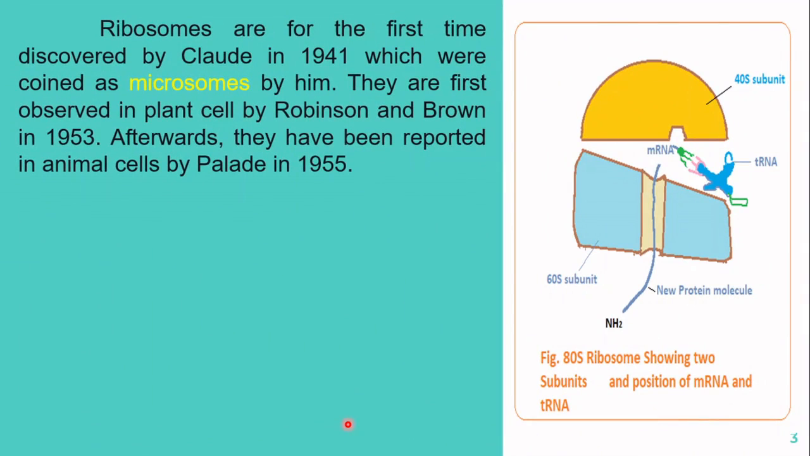Ribosomes were discovered for the first time by the scientist Claude in 1941, and at that time he coined them as microsomes. They were first observed in plant cells by Robinson and Brown in 1953. Afterwards, they were reported in animal cells by Palade in 1955.